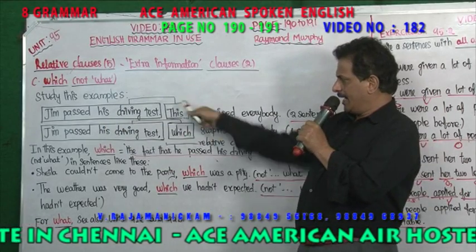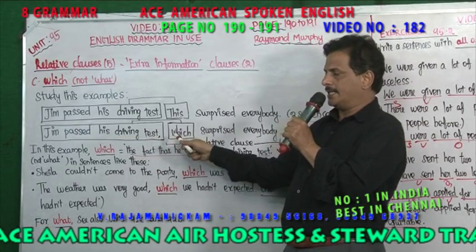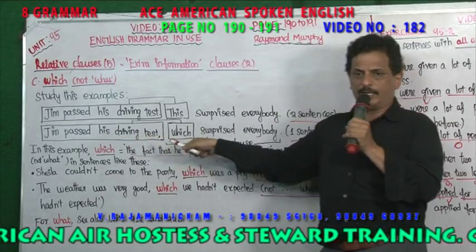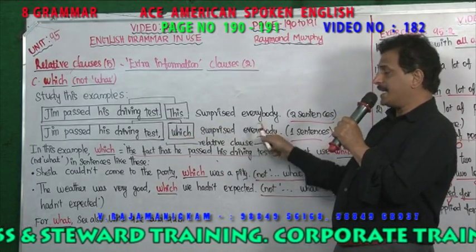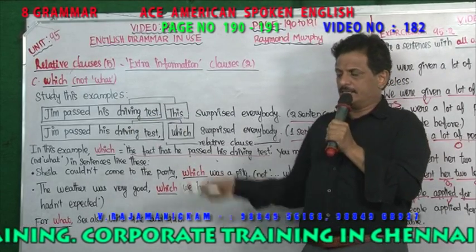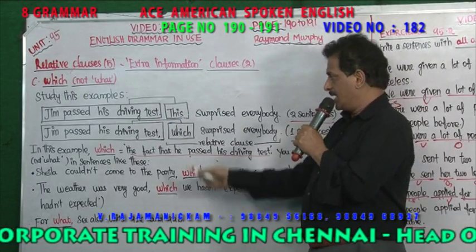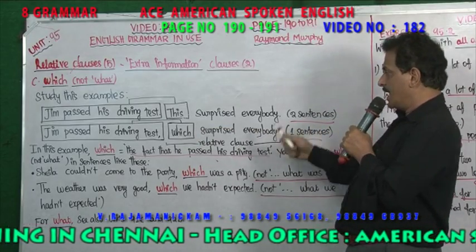ஸோ இந்த ரெண்டையும் இணைக்கும் பொழுது எப்படி சொல்லுவீங்க? Jim passed his driving test. ஜிம் தன்னுடைய ஓட்டுநர் பயிற்சி சோதனையிலே தேறினான், which surprised everybody. ஜிம் பாஸ் ஆனது, தேறினது அனைவரையும் ஆச்சரியத்தில் ஆழ்த்தியது. இது ஒரு வாக்கியமாக வருகிறது. அதான் ஒன் சென்டென்ஸ்.